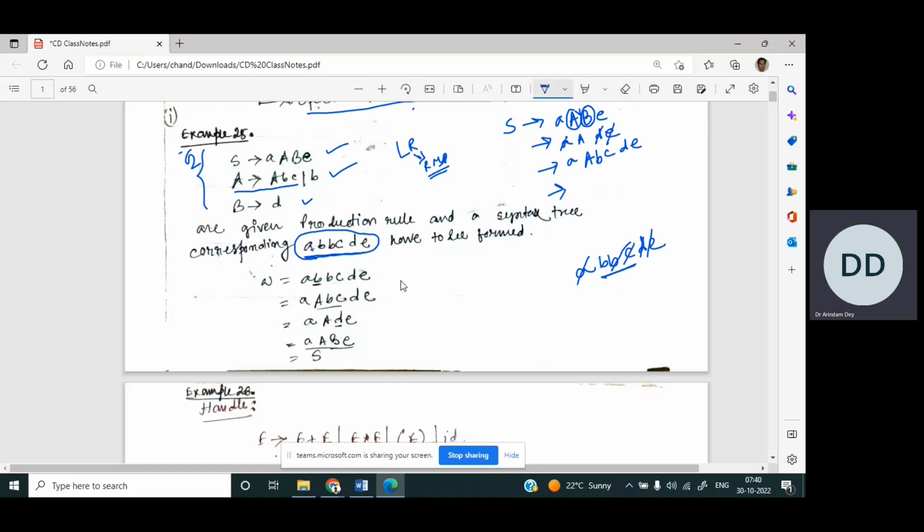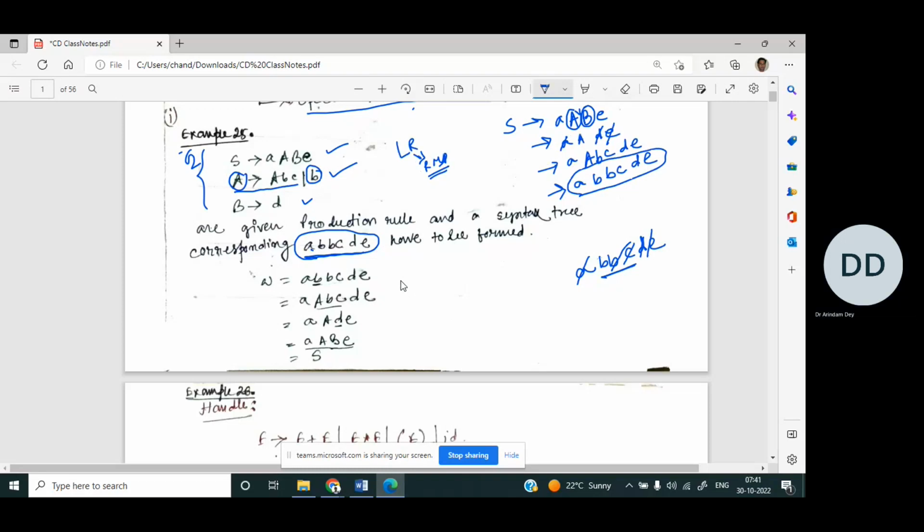Now finally small a, capital A, B, C, and finally this A also can be replaced by B, right? So small b, B, C, D, and E. But every time I am performing the RMDs, the rightmost derivations, and finally I obtain the desired string. Correct. This I have obtained so far.